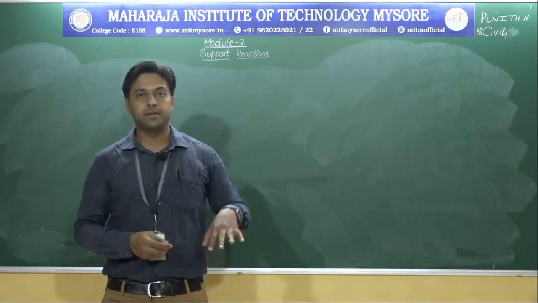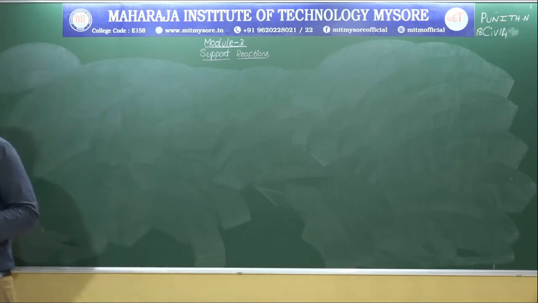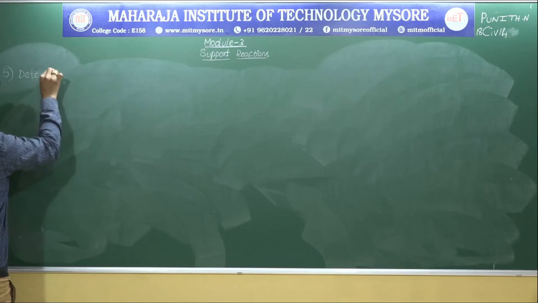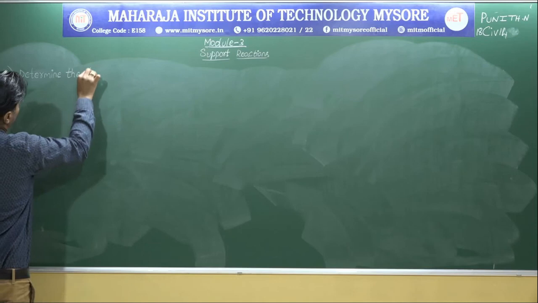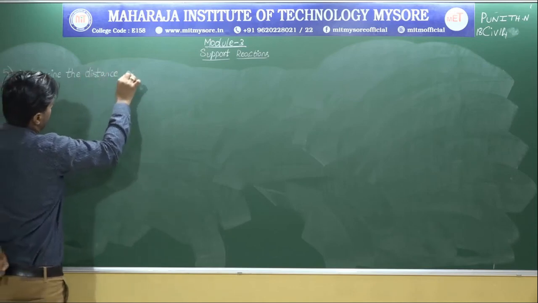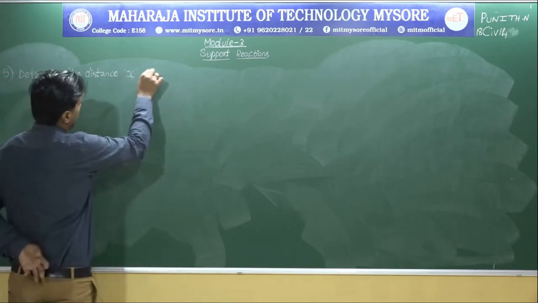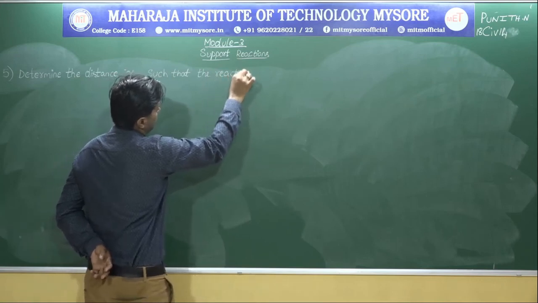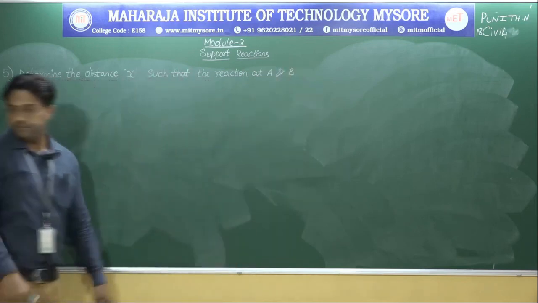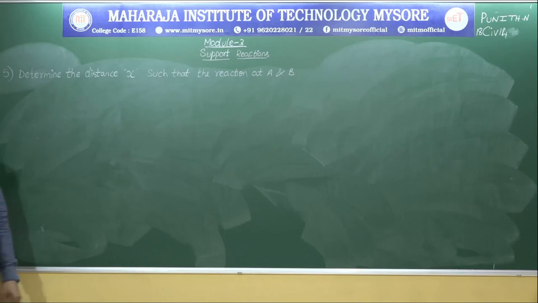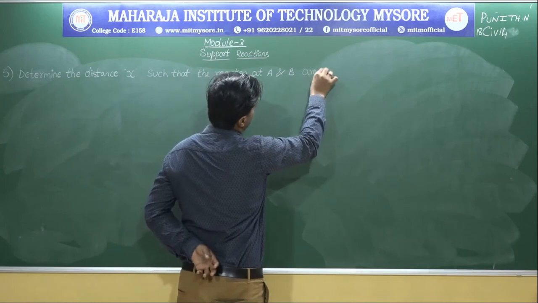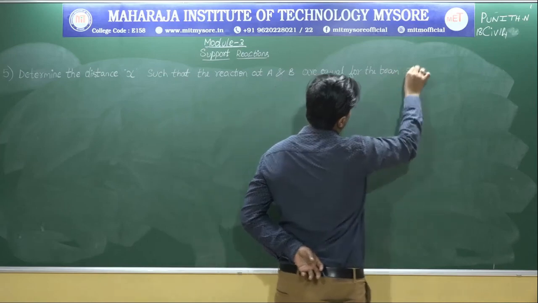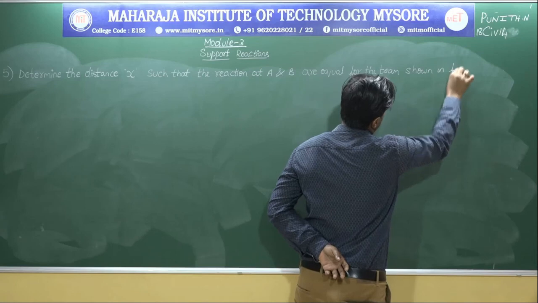That is the 5th problem, and in this particular class it is the 2nd problem. Determine the distance x such that the reactions at A and B are equal for the beam shown in figure. So this is the 5th question.